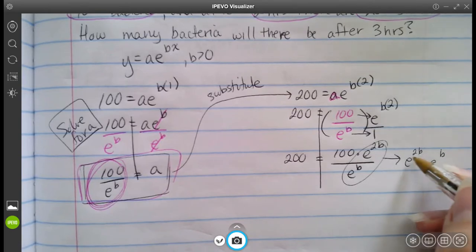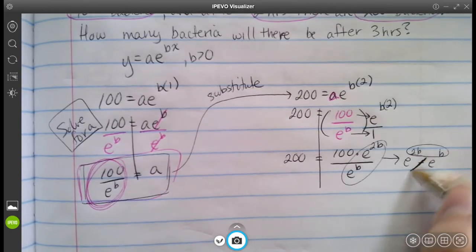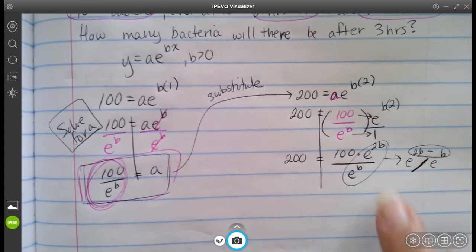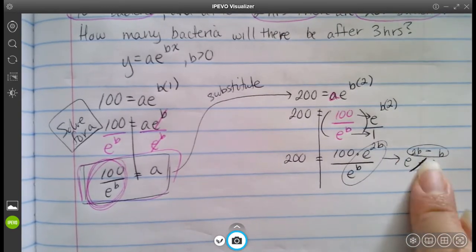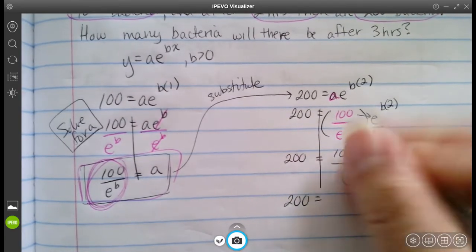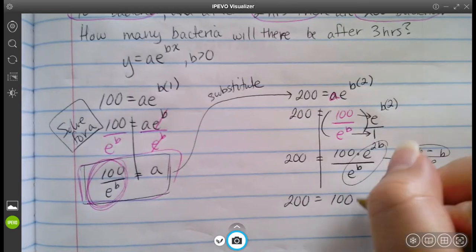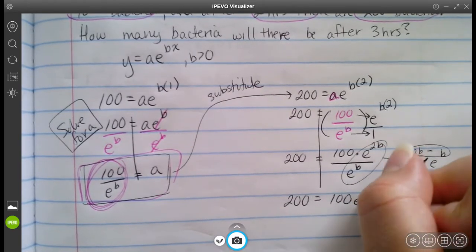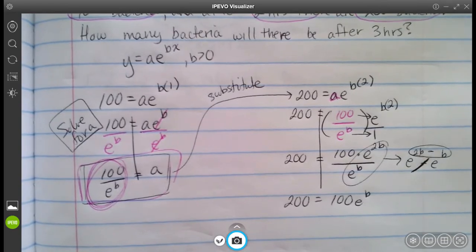Sort of, kind of, but we're just looking at the top part. Maybe that's confusing. We'll do division. So all we do is subtract the top parts, 2b minus b. Remember, division means subtraction. So this new part here is going to be 200 equals 100 times e to the b, because 2b minus b is 1b.